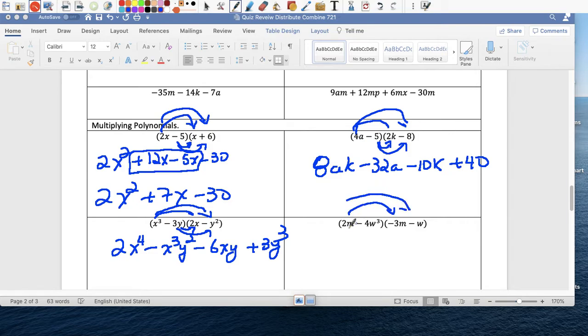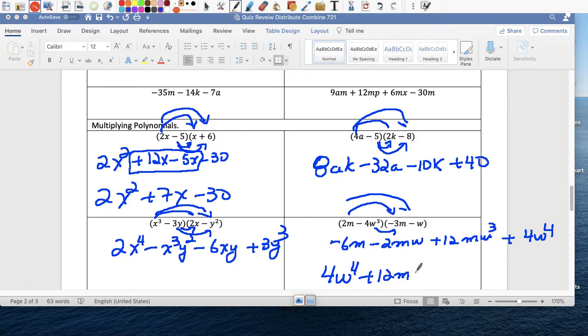Next two, 2m and negative 3m is negative 6m. 2m and negative w is negative 2mw. These ones are positive, right? Negative and negative is positive, and we get 4 times 3 is plus 12mw cubed. And then the last one is negative times a negative, which is a positive, and we get 4w to the 4th power. So let's just write this pretty: 4w^4 plus 12mw^3, and alphabetically this will come first, and this will come last, just to write it in order. Okay?